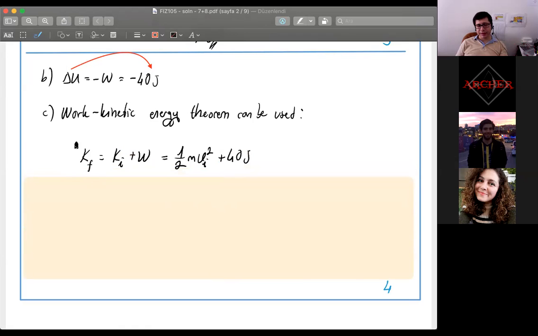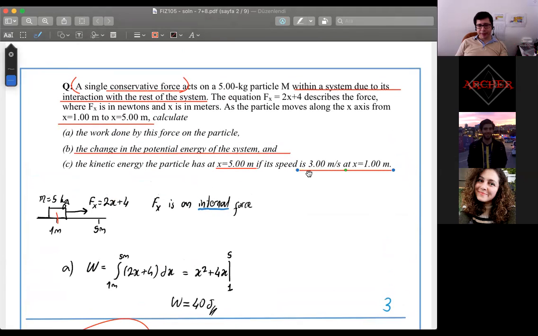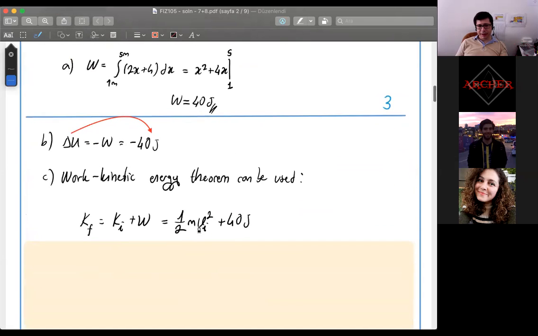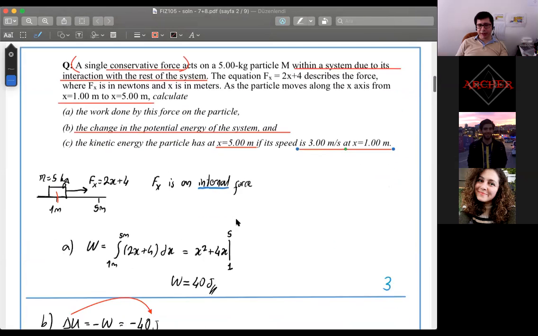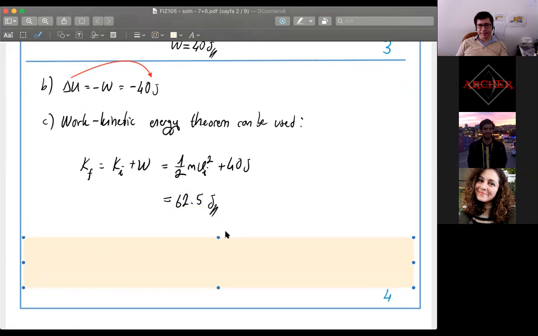So here it is. This is the final kinetic energy. It will be the initial one plus the work done on it. Initial kinetic energy will be calculated using the velocity at the initial position, which is 1 meter right here. This will be that kinetic energy, and this will be the work done. As you see, we calculated it from 1 meter to 5 meters. So that's the work done on this object. So the sum is 62.5 joules.